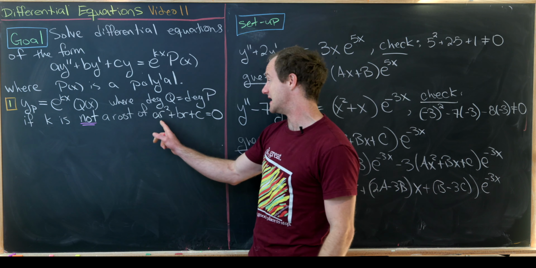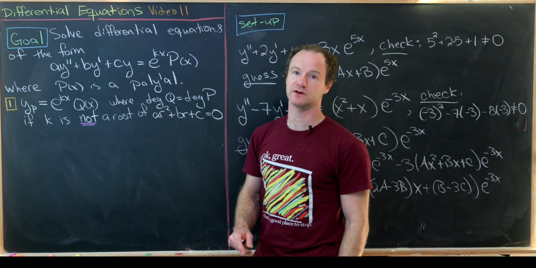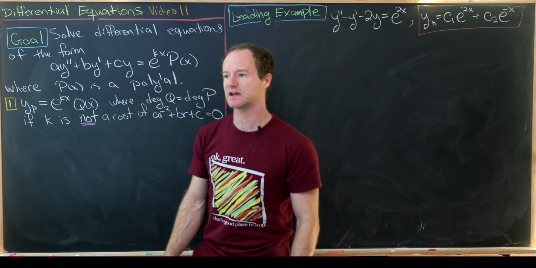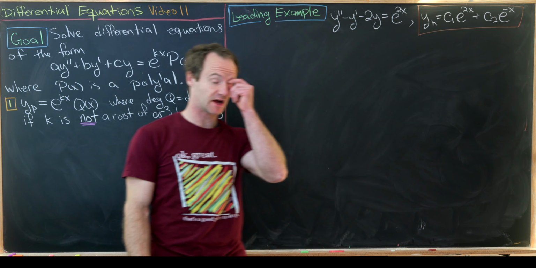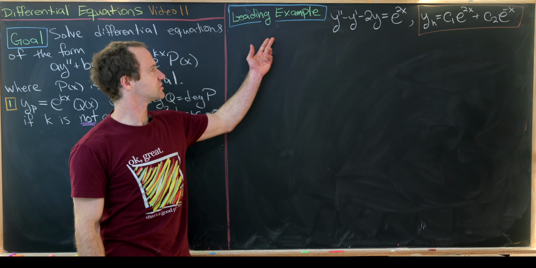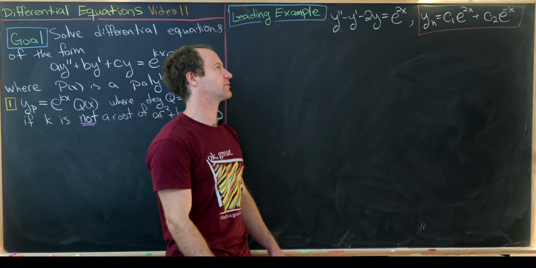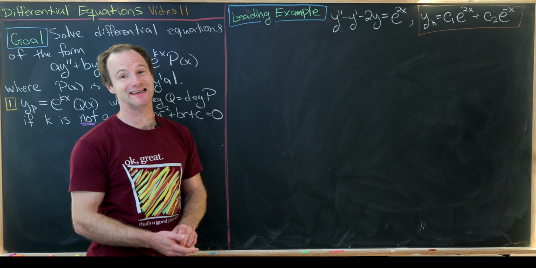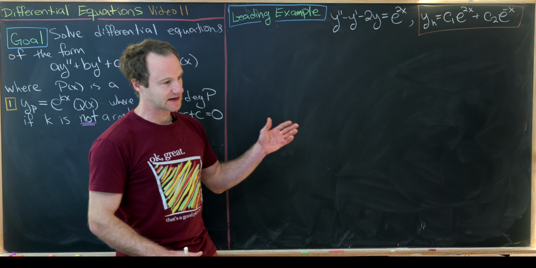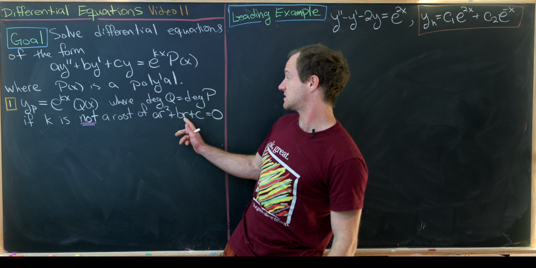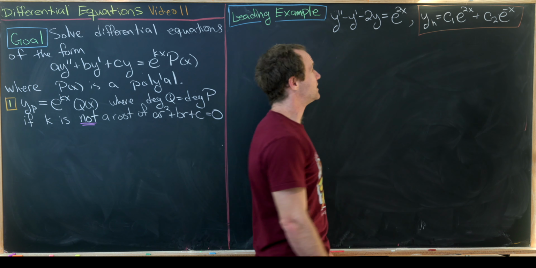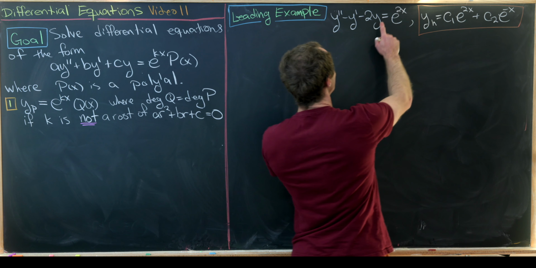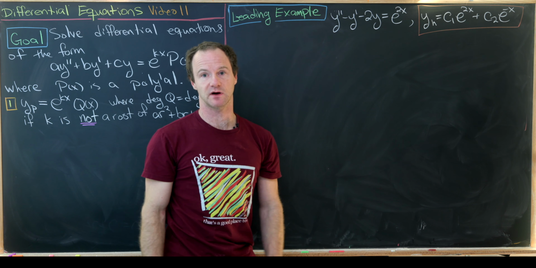What if k is a root of this polynomial? So now let's look at a leading example where this first case does not apply. We've got the differential equation y double prime minus y prime minus 2y equals e to the 2x. And I say that this does not apply because notice that 2 is a root of the corresponding polynomial.